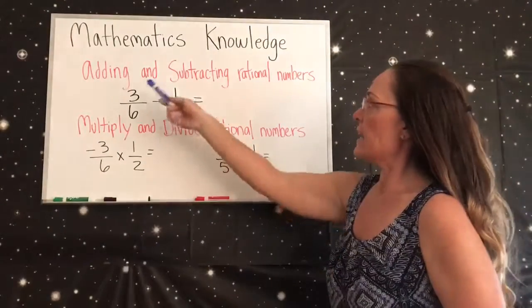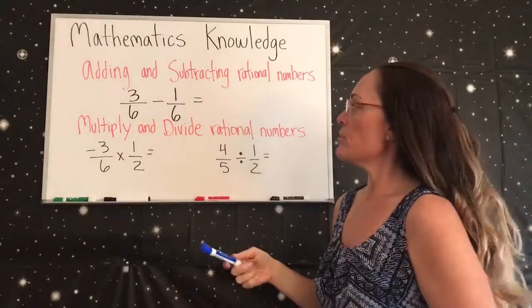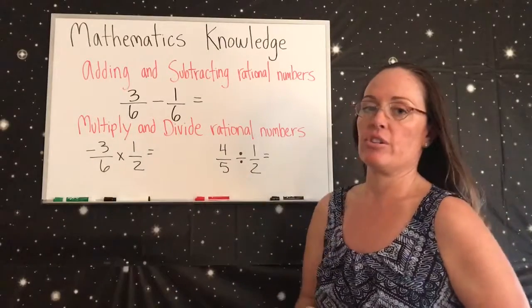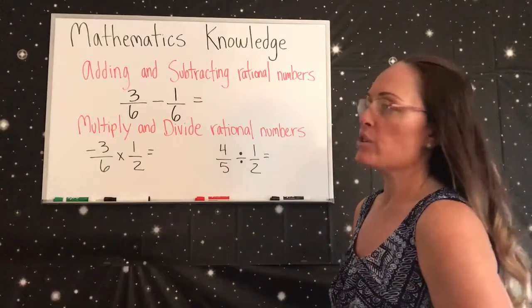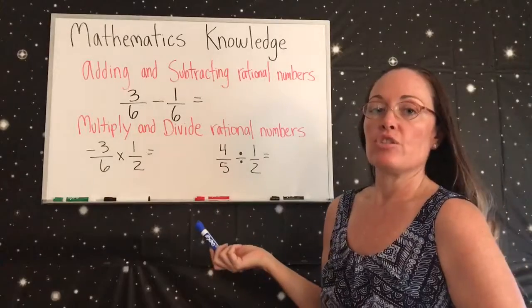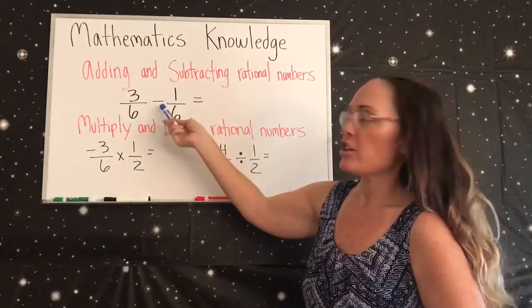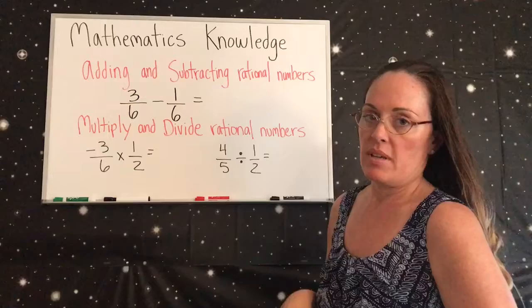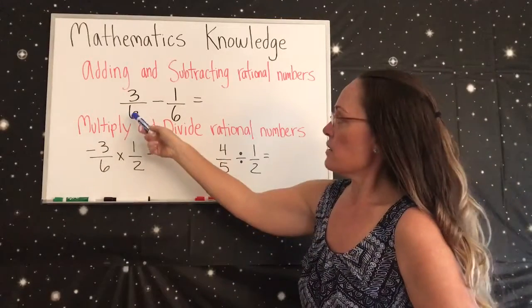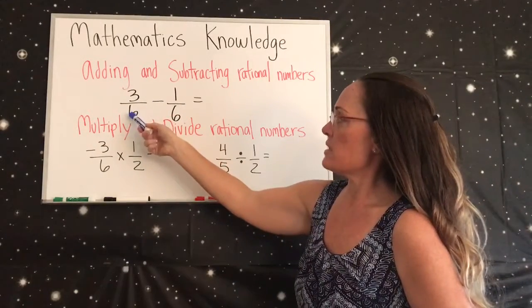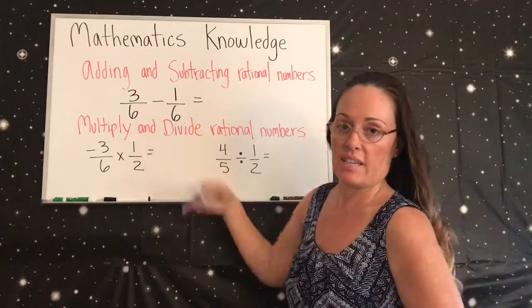Now we are adding and subtracting rational numbers, and then we're going to multiply and divide rational numbers. So all you need to know is once you start seeing fractions, to add and subtract a fraction, the bottom number has to be the same. Meaning you cannot add or subtract unless 6 is equal to this 6.